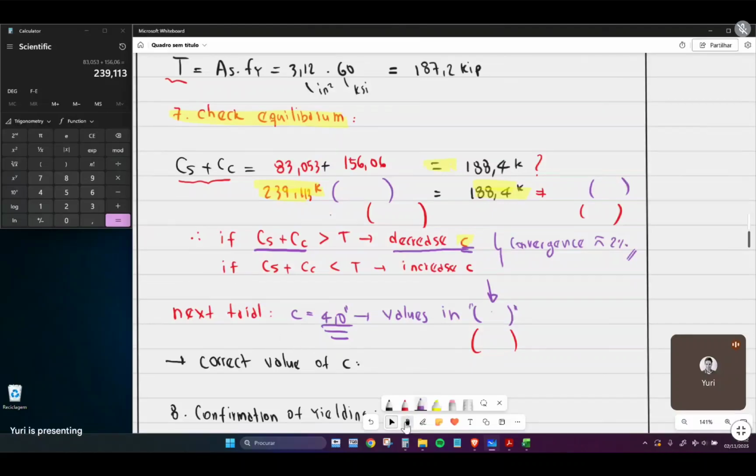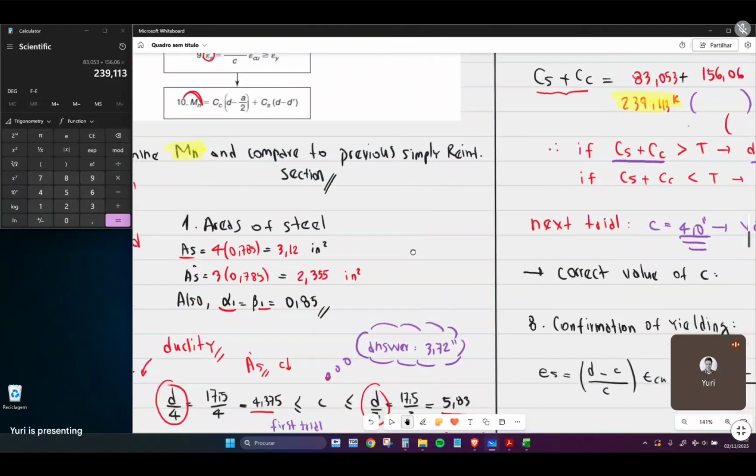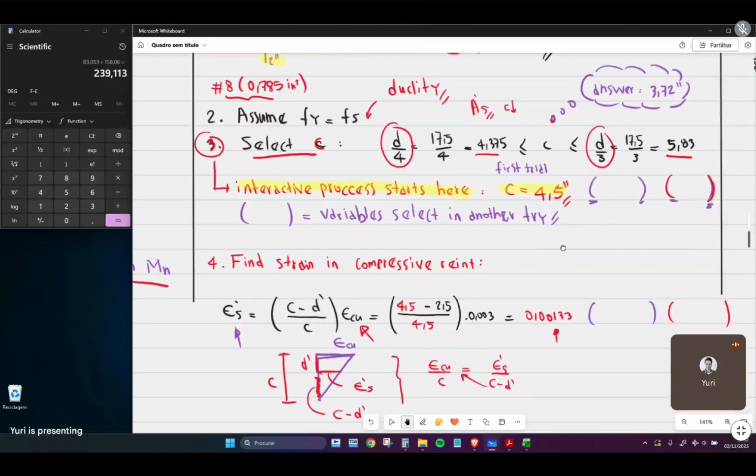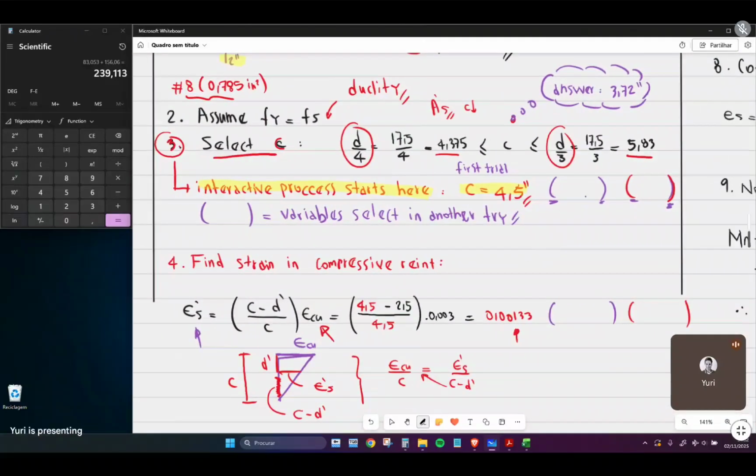And now I'll go back to step 3, which is right here. And now I'm going to fill these gaps. So the next value of c is going to be 4 inches. And then let's substitute everything that is in red. We just redo the calculations considering this new value of 4.